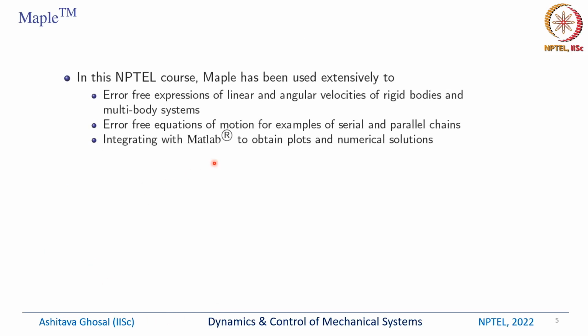In this NPTEL course, as I have mentioned, Maple has been used extensively to obtain error-free expressions of linear and angular velocities of rigid bodies and multibody systems, and the error-free equations of motion for examples of serial and parallel chains. So for example, the planar 2R or even the 4-bar mechanism. The Maple outputs have been integrated with MATLAB to obtain plots and numerical solutions.